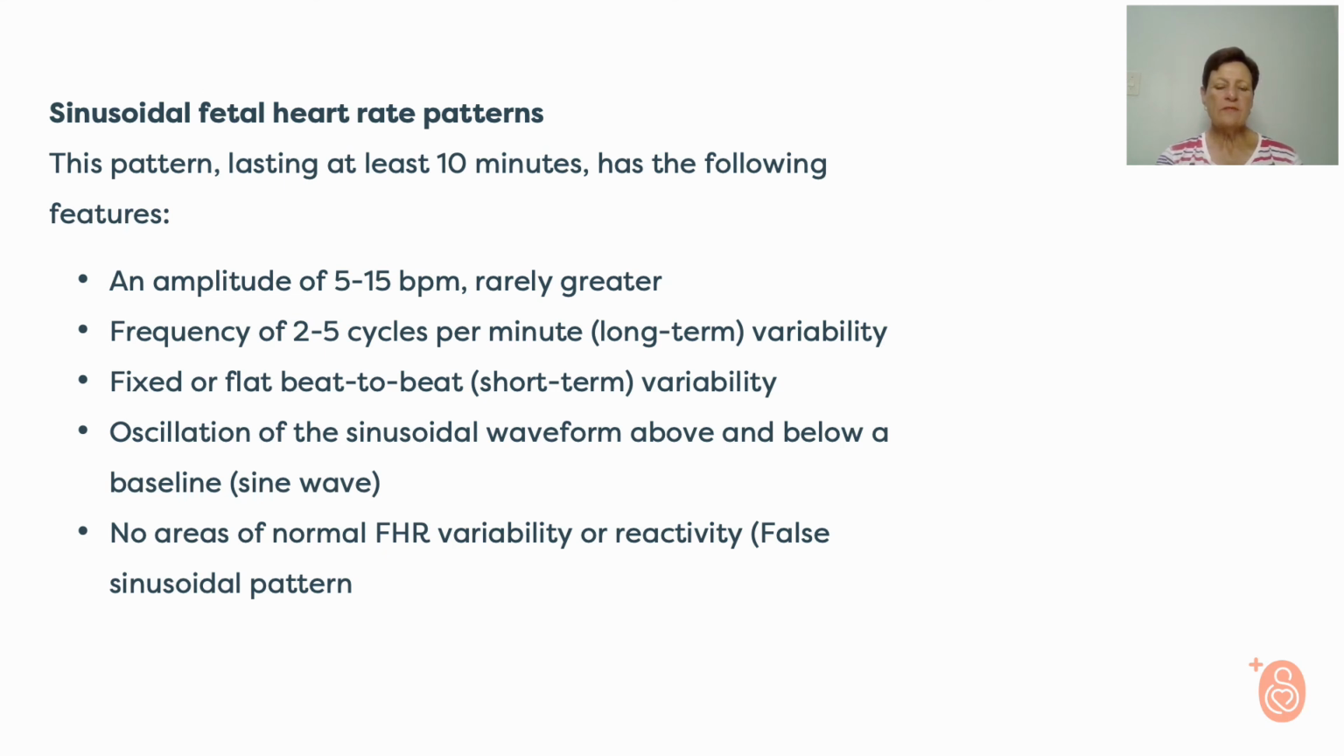And this oscillation of this sinusoidal waveform just happens above and below the baseline. So you just see it going up and down, above and below the baseline all the time. And there are no areas of normal fetal heart rate variability in between as well.